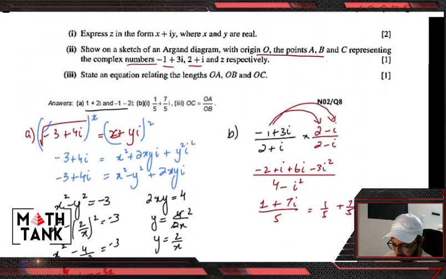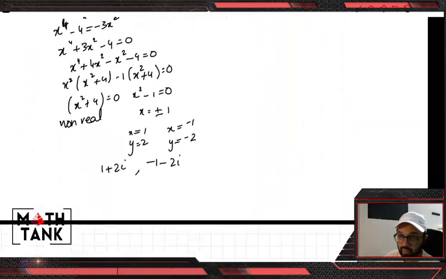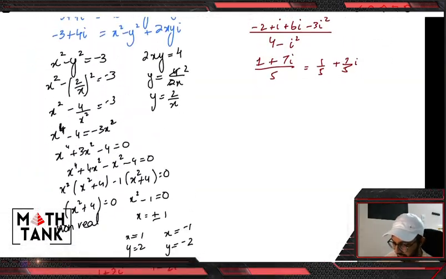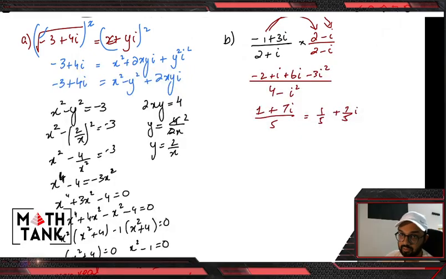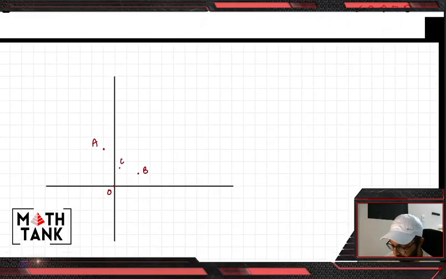Okay. State an equation relating the lengths of OA, OB and OC. When I'm talking about lengths, I will have to calculate the lengths in order to come up with an equation. There is no other way of thinking about this equation. Always remember to label the axes. It's important that you label them.